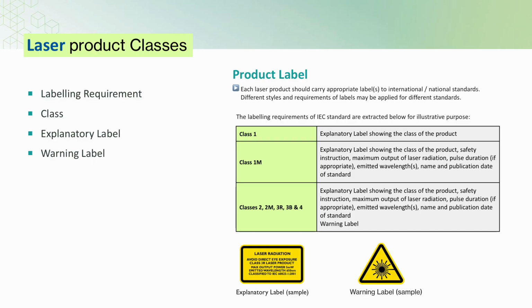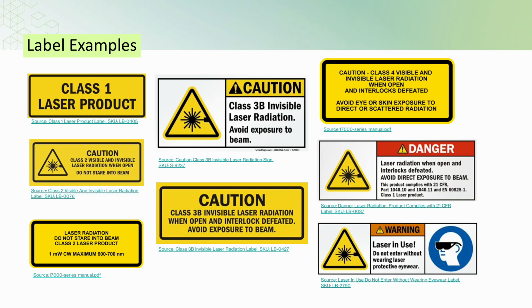When laser equipment is used, always pay attention to the class of laser and understand the corresponding safe way to use. Different classes would require different labeling requirements on the laser machine, including information on explanatory labels and warning labels. Here are some examples of labels, which typically use yellow background and black wordings to catch your attention and tell the information of the laser and the safety action users must pay attention to.